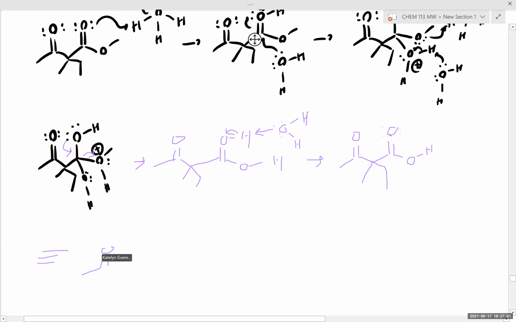From here, we're now ready for our key decarboxylation step. We have our carboxylic acid, 2 carbons away from a carbonyl or another electron withdrawing functionality. So from here, we can engage in this concerted decarboxylation reaction where we lose an equivalent of carbon dioxide and we generate an enol tautomer of our ketone.